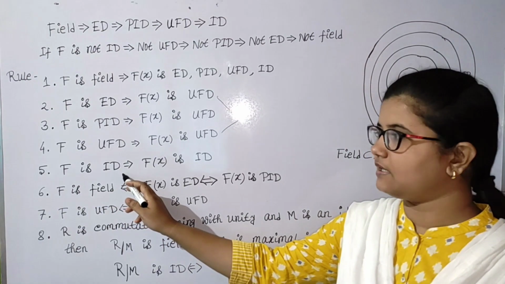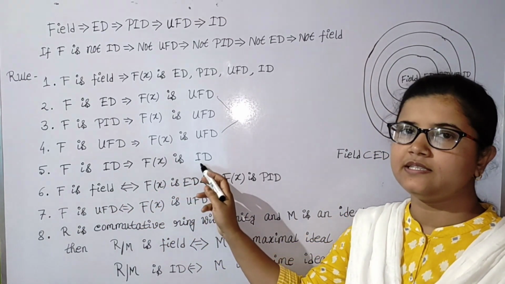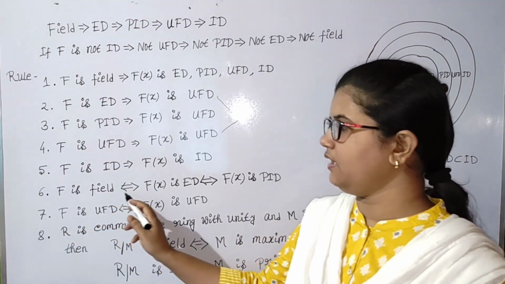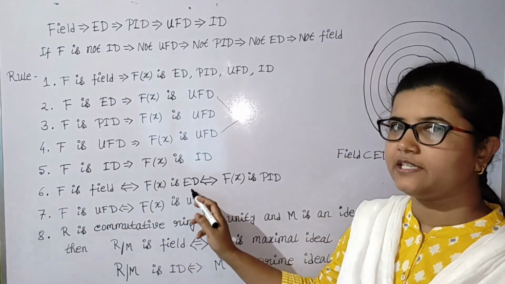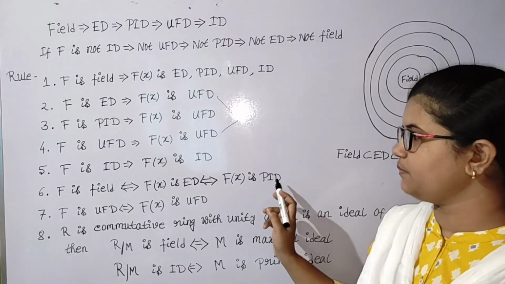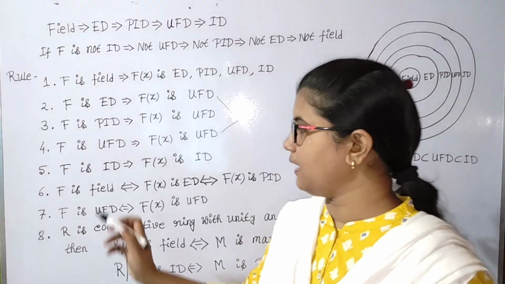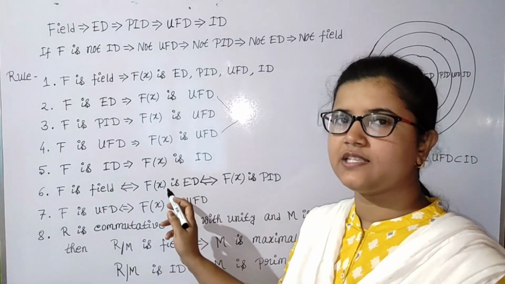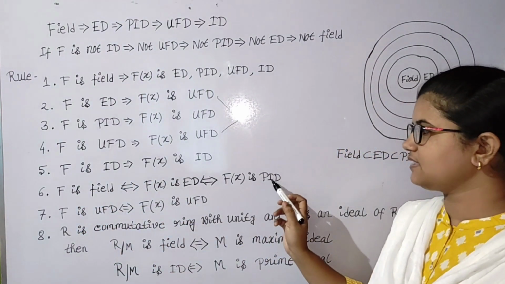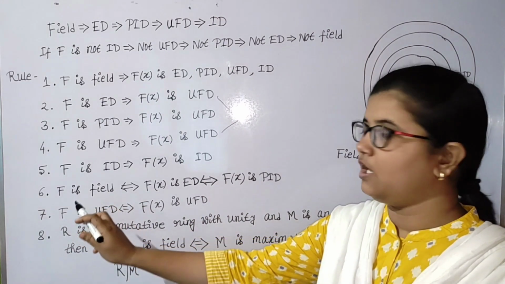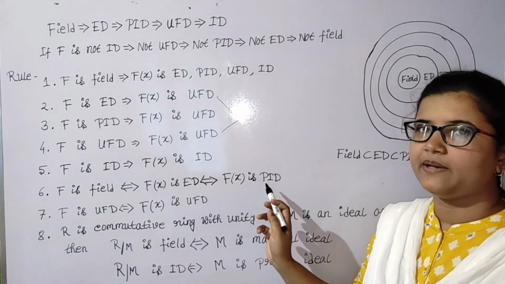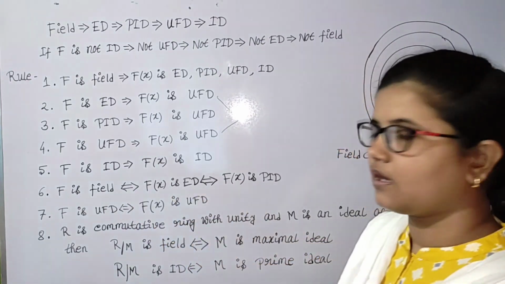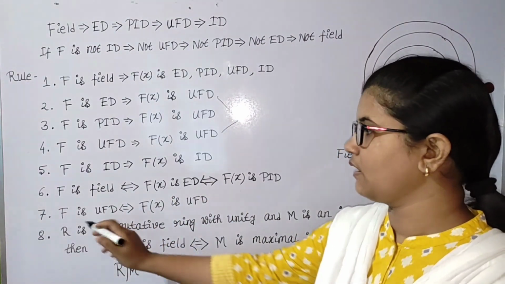Rule 5: F is ID implies F[x] is ID. And rule 6: F is a field if and only if F[x] is ED, if and only if F[x] is PID. It means that if F[x] is ED, then F is a field, or if F is a field, then F[x] is ED, or if F[x] is PID, then F is a field, or if F is a field, then F[x] is PID. In these cases, the if-and-only-if holds.